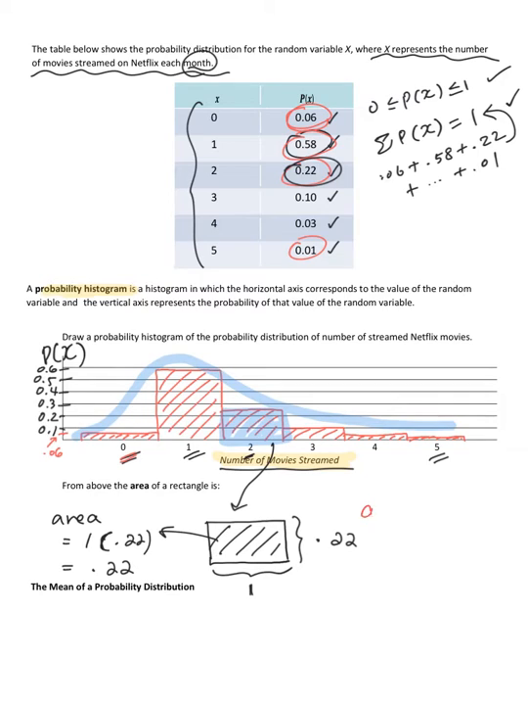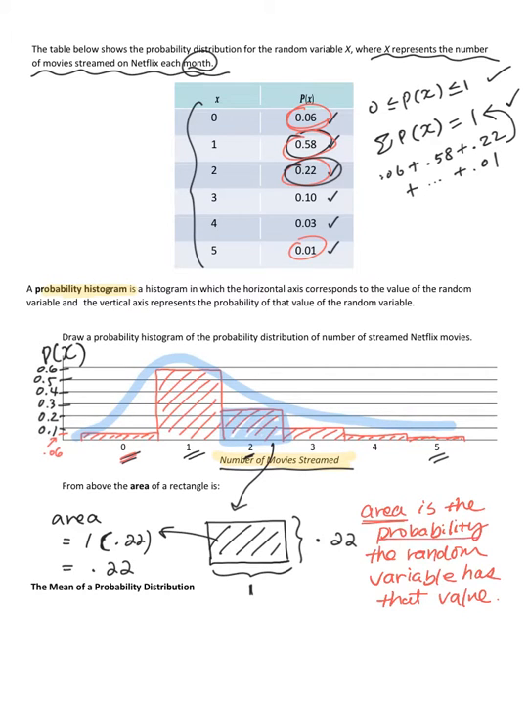It's actually very important. Area is the probability the random variable has that value. Area is the probability itself.